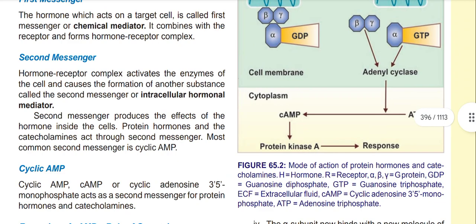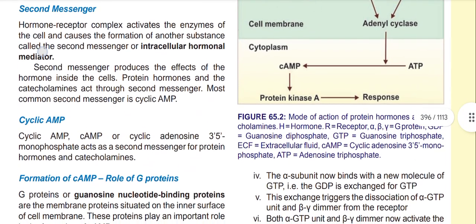Now second messenger. The hormone receptor complex activates the enzymes of the cell and causes the formation of another substance called second messenger or intracellular hormonal mediator. And the second messenger produces the effects of the hormone inside the cell. Protein hormones and the catecholamines act through the second messenger. The most common second messenger is cyclic AMP, known as cAMP.